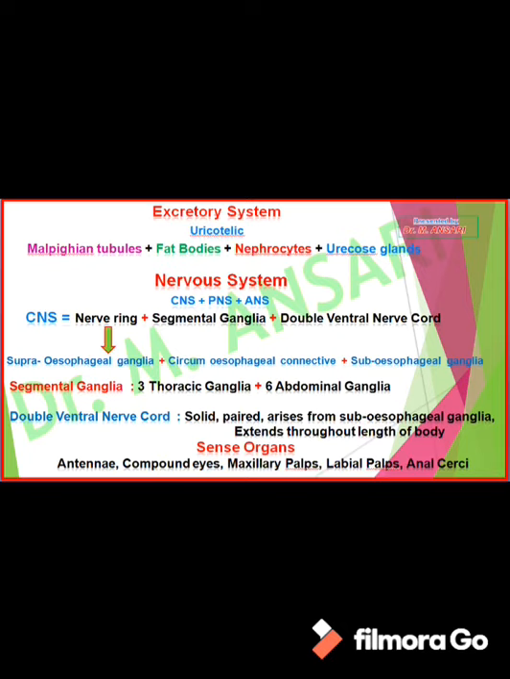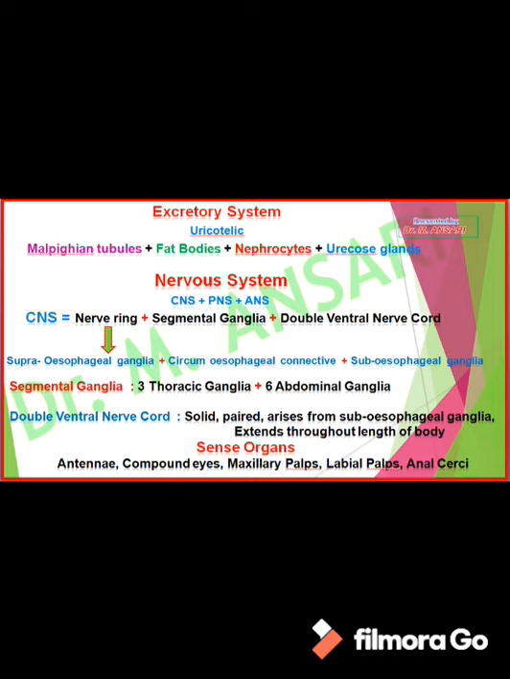The nervous system of cockroach has the central nervous system, peripheral nervous system and autonomic nervous system. Its CNS consists of a nerve ring, segmental ganglia and double ventral nerve cord. The nerve ring is present in the head region, and is formed by supraesophageal ganglia, circumesophageal connective or commissure, and subesophageal ganglia.